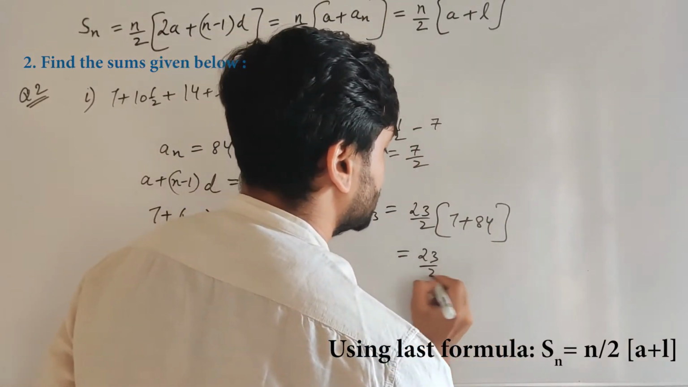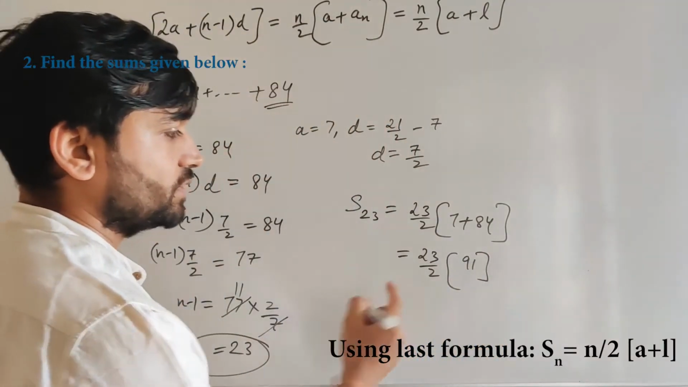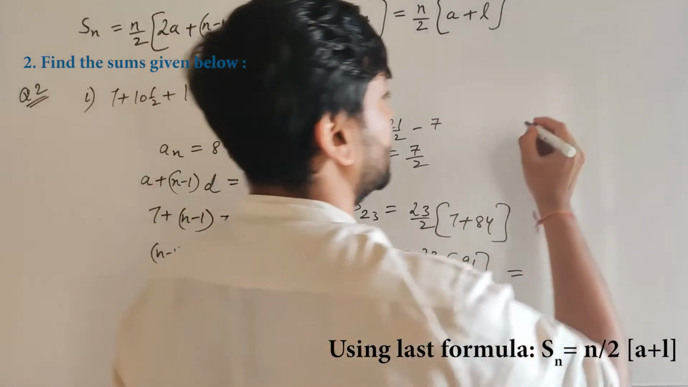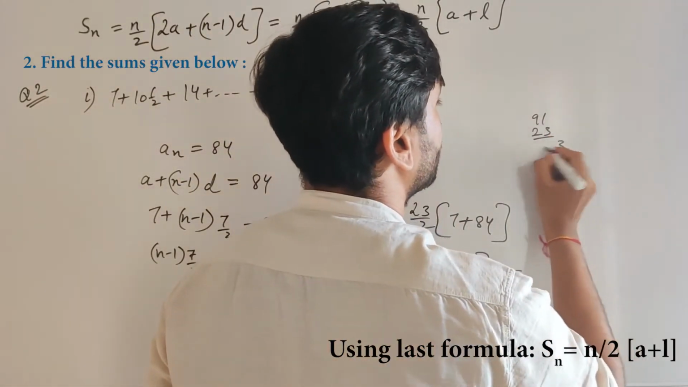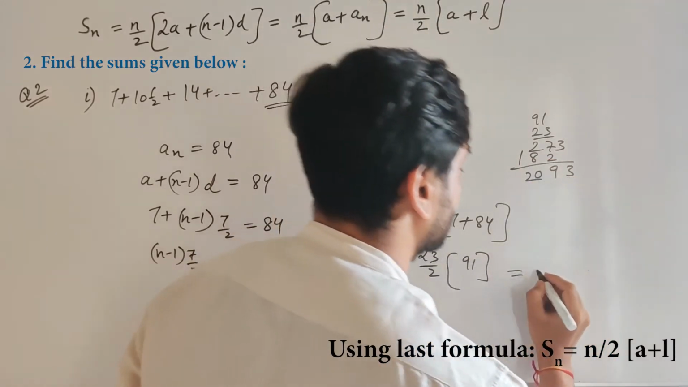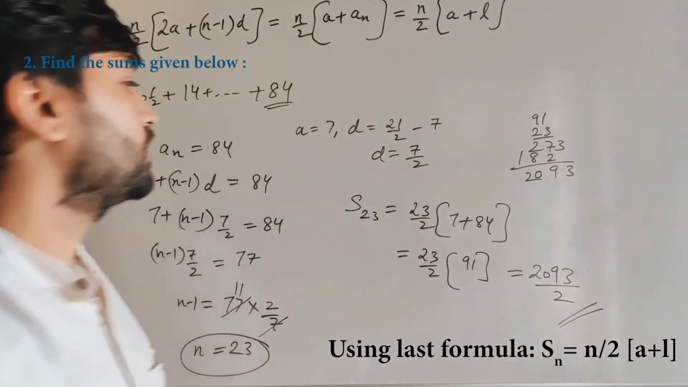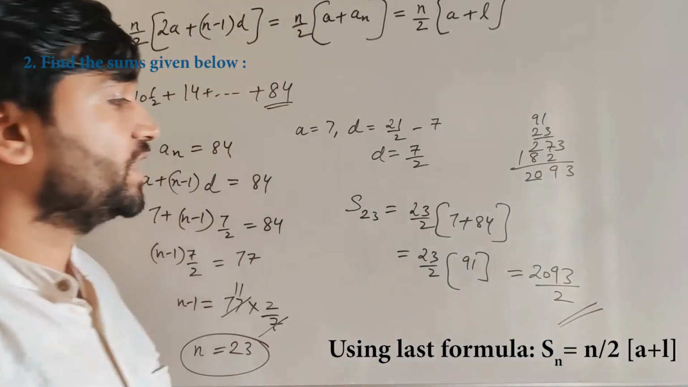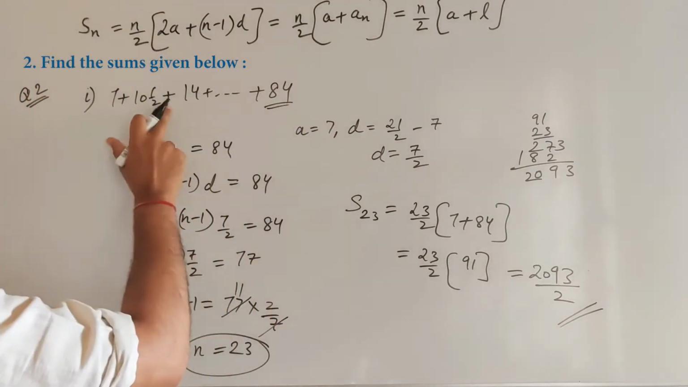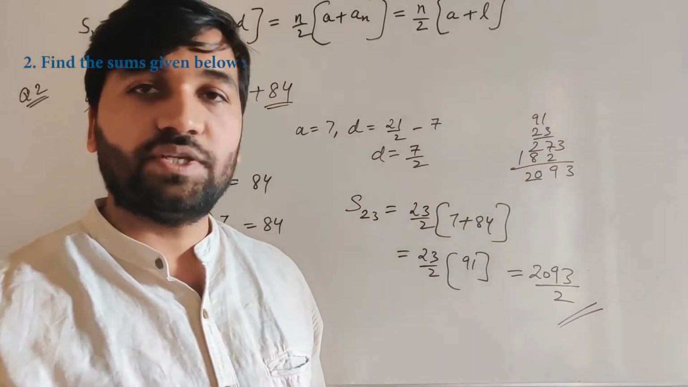So 23 by 2, 84 plus 7 is 91. Okay, this is true here, no more cancellation. So 91 and 23 will quickly multiply. 91 into 23 gives 2093 by 2. So this is your answer, the sum of the first 23 terms of this sequence. When they're writing plus in between, that means obviously they're asking for the sum of these terms.